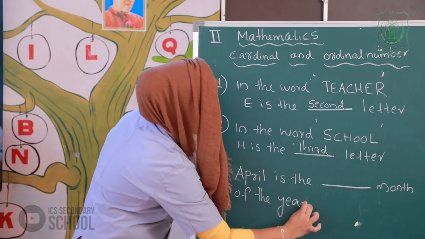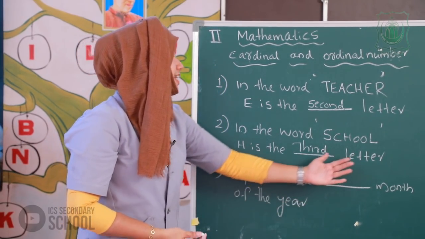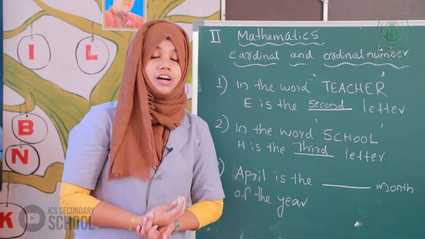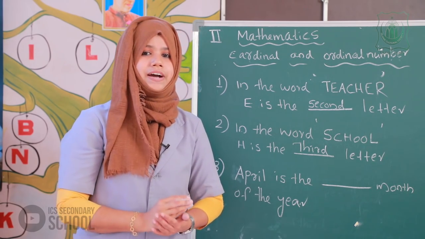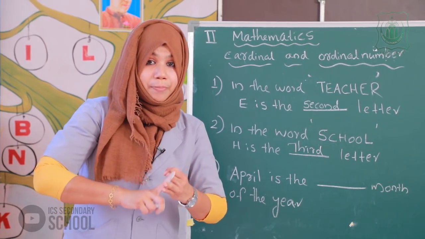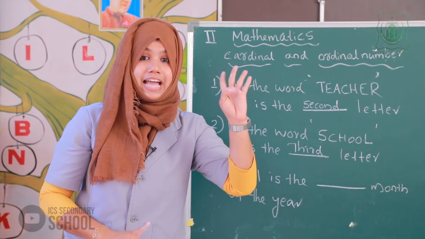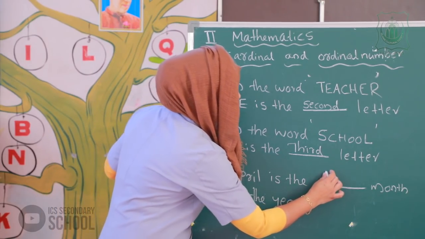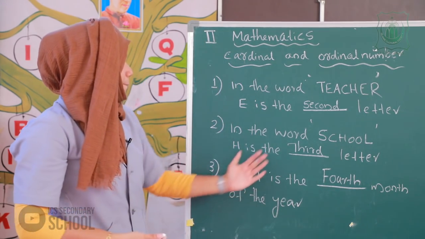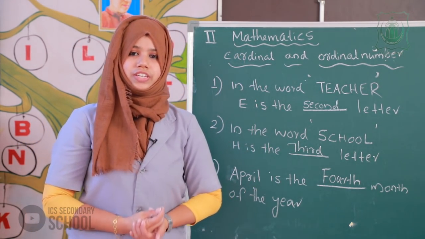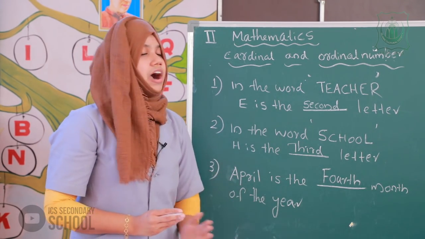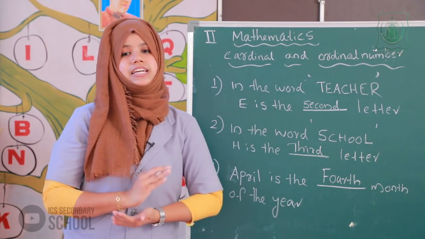Our third question is, April is the dash month of the year. You know the months of the year? How many months? Yes, 12 months. So, April is in which position? January, February, March and April. That means fourth position. So, April is the fourth month of the year. So, I think you get an idea about the ordinal numbers and cardinal numbers.